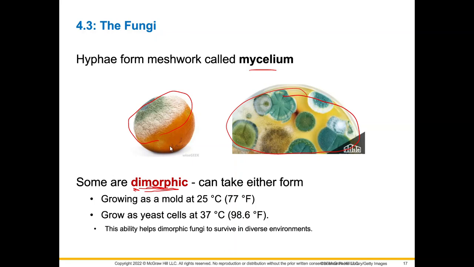Some fungi are dimorphic, and di means two, morph meaning morphology, and morphology meaning their structure, so they can have two structures. And it's dependent upon temperature. Some of these fungi that are dimorphic are capable of growing as a mold at 25 degrees Celsius, whereas they'll grow as yeasts at higher temperatures such as 37 degrees Celsius. And just take note, that's the temperature of the body. So this really helps these fungi to survive in very diverse environments where there can be drastic temperature changes.